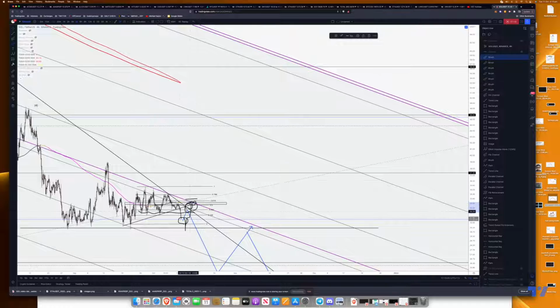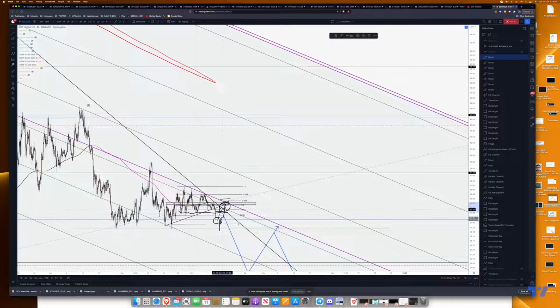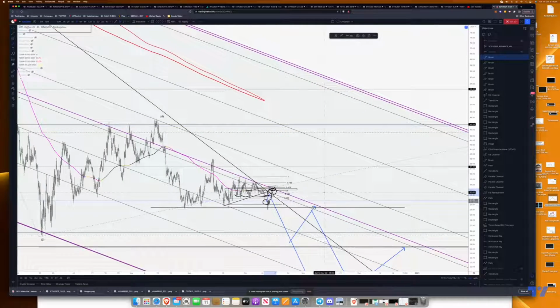But I am looking to short this market here, and I think this is the last stage before it jumps down really big. So make good use of it.